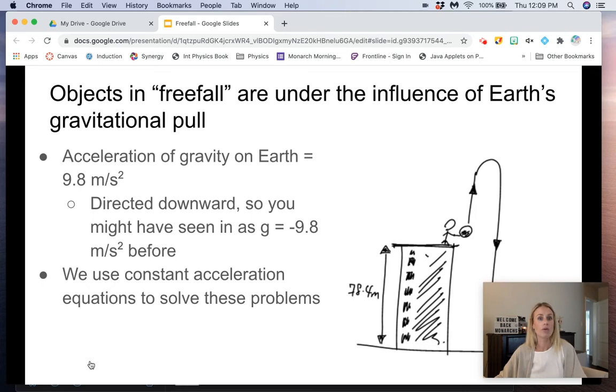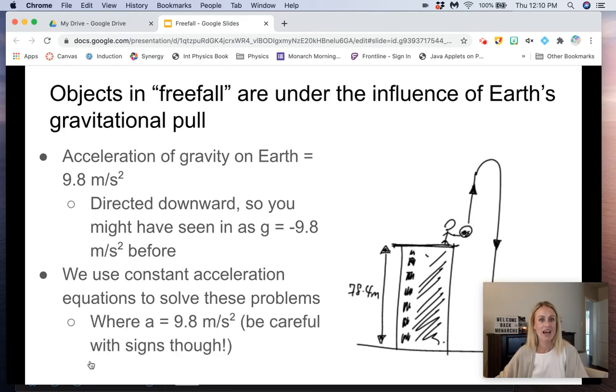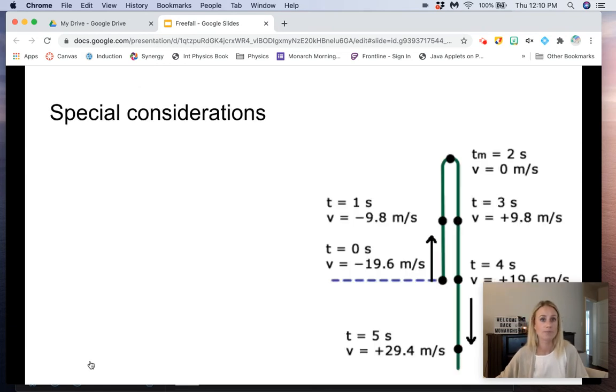Okay, so like I said, we use the constant acceleration equations to solve these problems because the acceleration of gravity on Earth is semi-constant. For our purposes, it is constant. So you're going to use a equals 9.8 meters per second squared, and again, just be careful with your signs. You want to say either up is positive or down is positive, and then assign your signs following that notation. So some special considerations here.